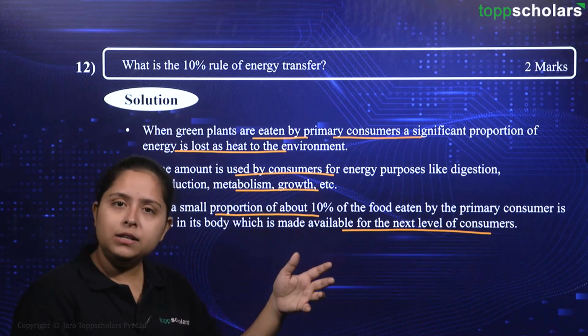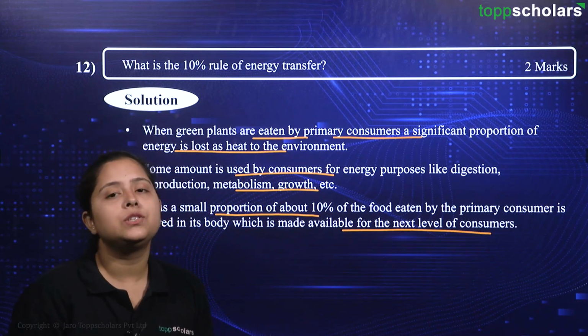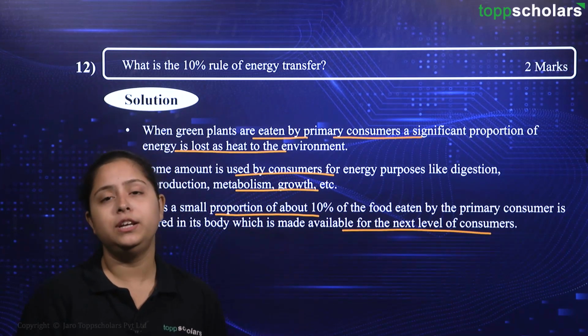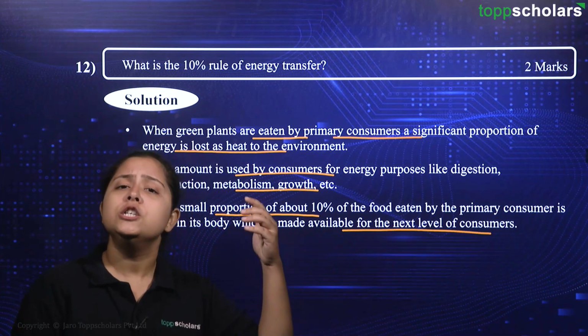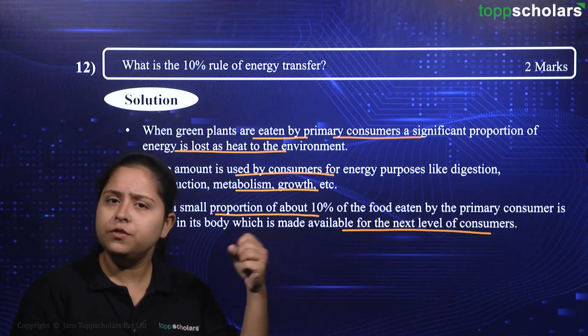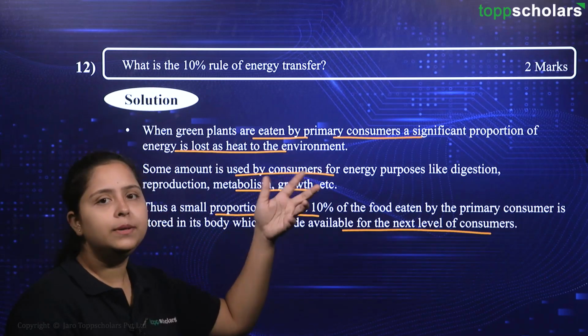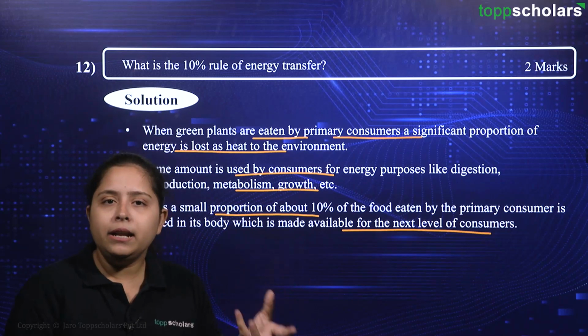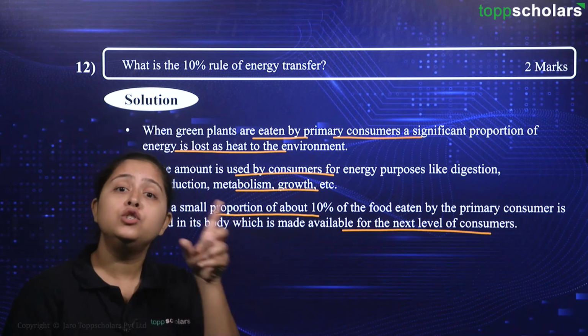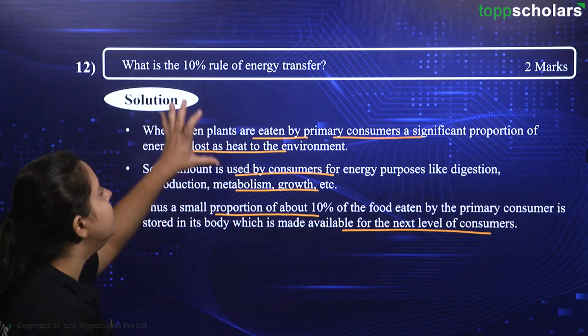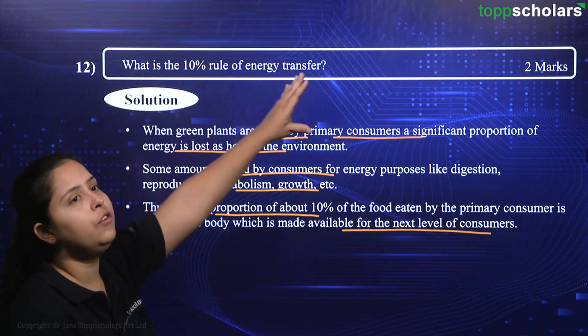Then the primary consumer also has its life processes. It has to undergo digestion, excretion, circulation, all of those things. So it will also be using most of the energy for itself and it will be storing 10% of that part. Then the secondary consumer again gets only 10% of what the primary consumer had stored. So this is nothing but the 10% rule of energy transfer.